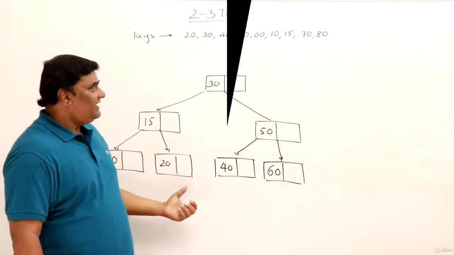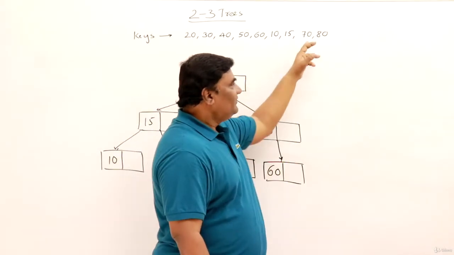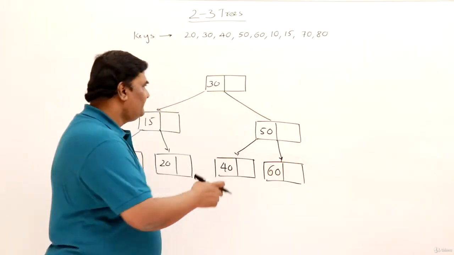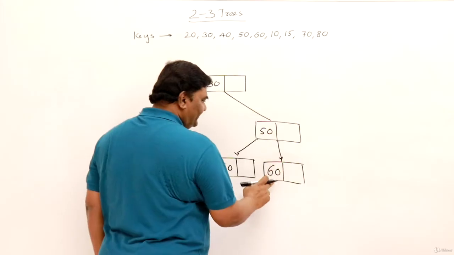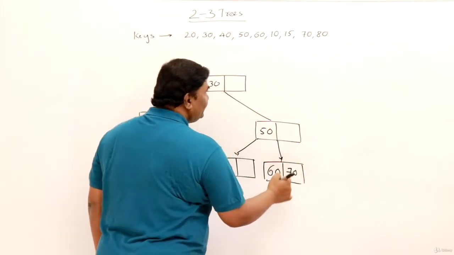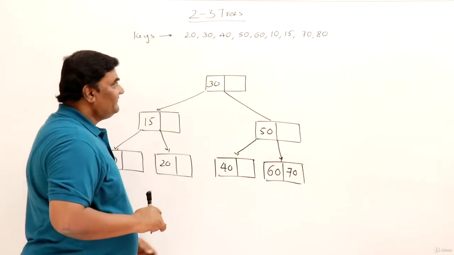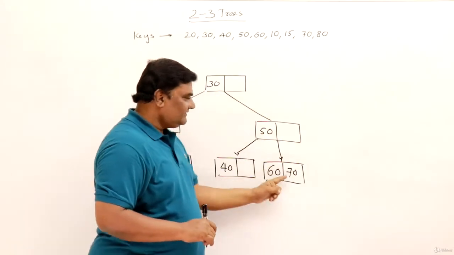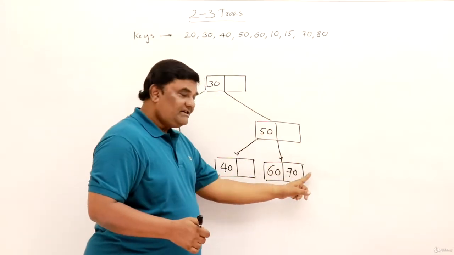So this is the tree we have up to 15. Now next is 70. Where should 70 come? 70 is greater than 30, greater than 50, greater than 60. 70 comes here. The next key is 80. Where should 80 come? 80 is greater than all of these. It should come after 70. But there is no space.